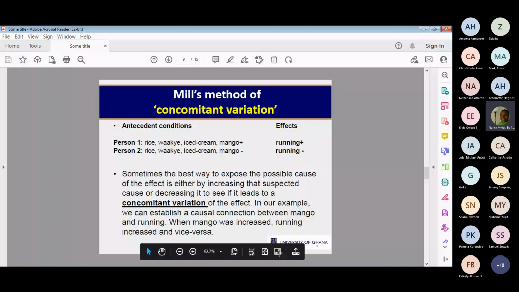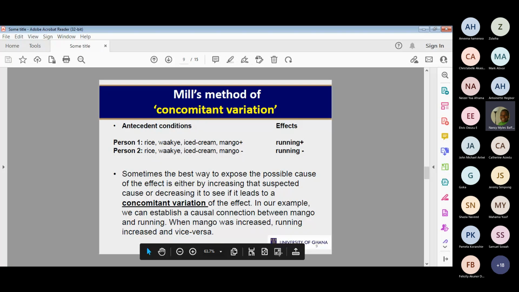So Mill's method, the last one, is the concomitant variation. An accompanying variation. That's concomitant variation. There again, you will see that it is like the method of difference. I've told you we are increasing the degree of confirmation. So we are using the stronger method. You see that there is person 1 and person 2.